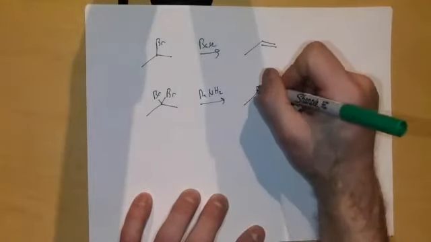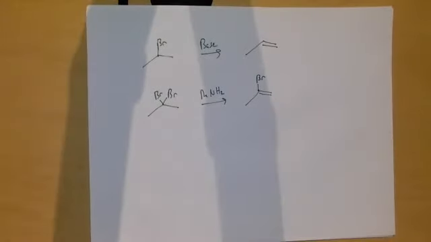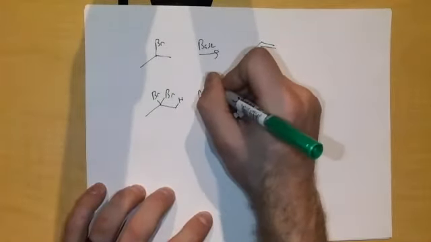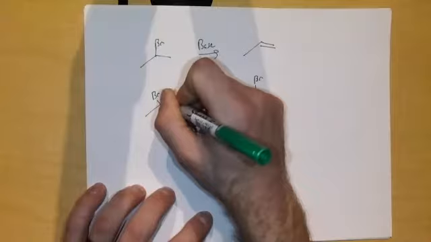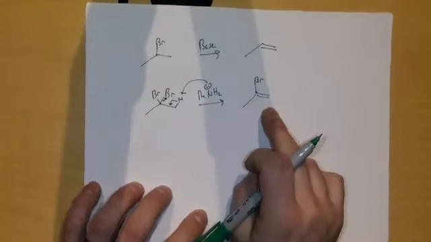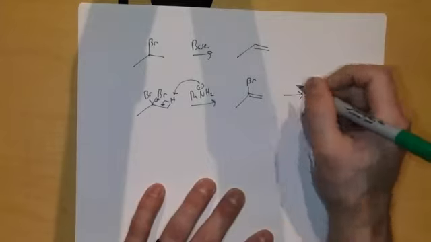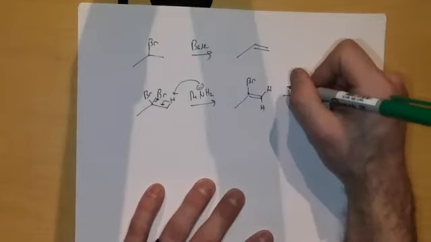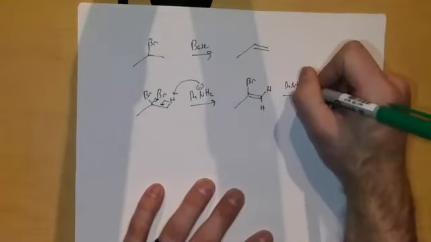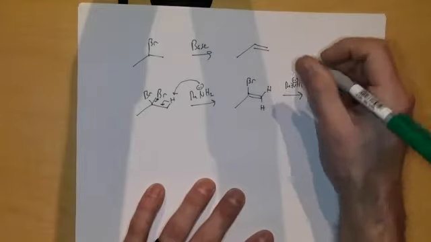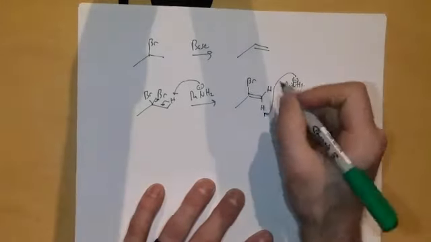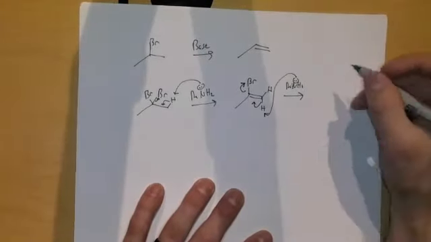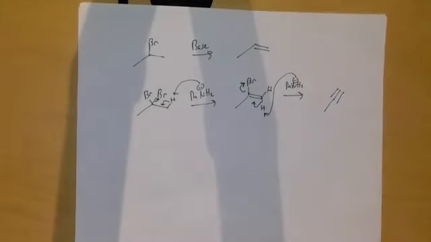you'll originally make this through some sort of elimination. So we can pull off a proton to make an alkene here. But we also can do this again. So NaNH2 can pull this off, and then we can get to a triple bond.